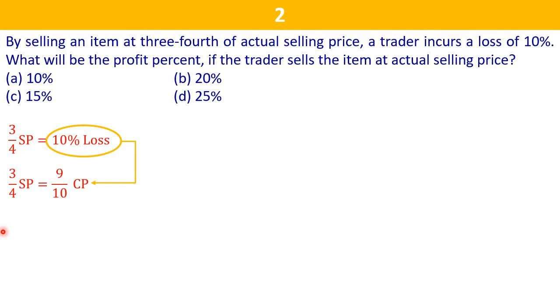Now, if we take the ratio of selling price to cost price, it is 36/30 or 12:10. It means if the cost price is 10 rupees, the selling price is 12 rupees. So if he sells at the actual selling price, definitely there will be a profit of 20%. Option B.